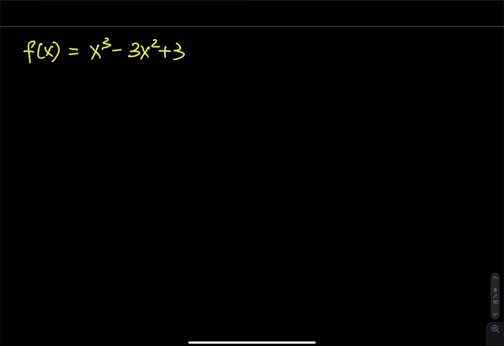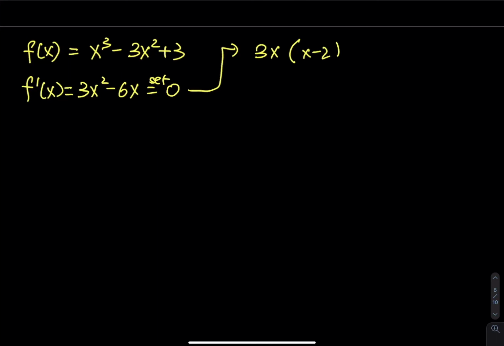All right, so f prime of x equals 3x squared minus 6x. We have to set that equal to 0, so we are going to get the critical numbers right here. You have 3x, factor it out, x minus 2 equals 0. So x equals 0 and x equals 2. They are my critical numbers.